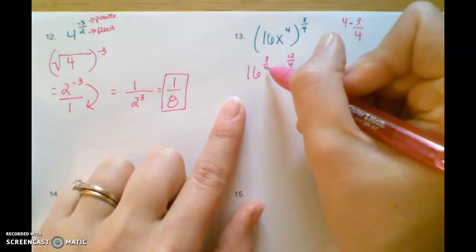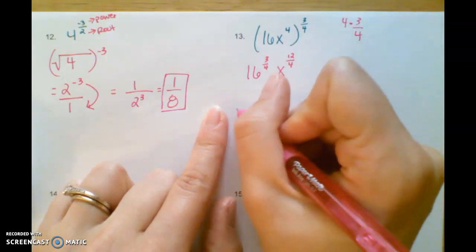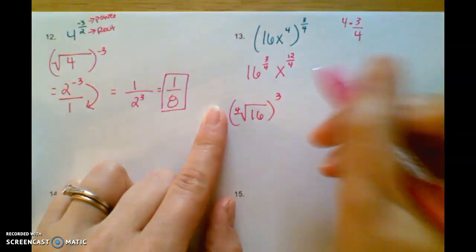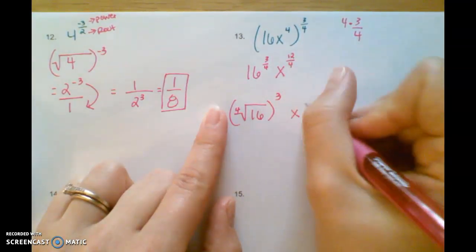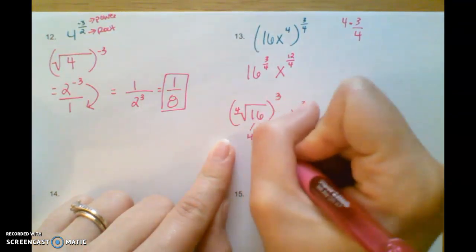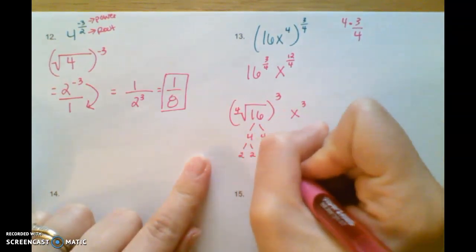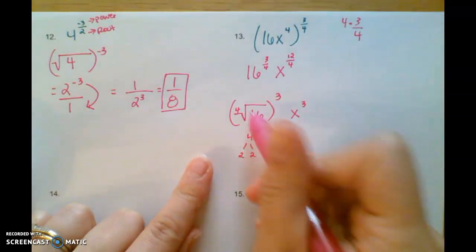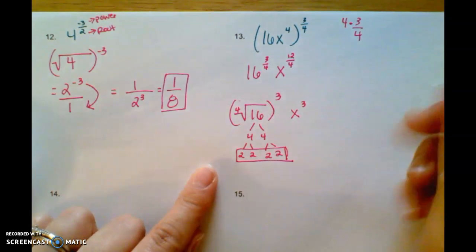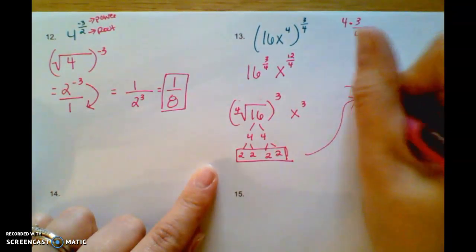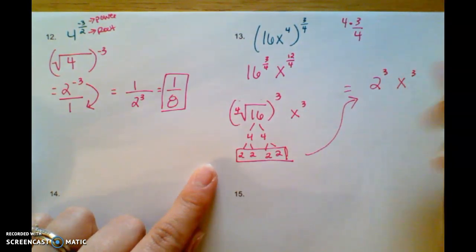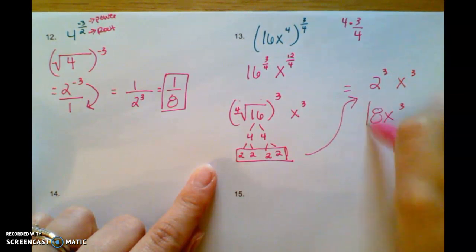Well, 16 to the 3/4, 3 is the power, 4 is the root, so that's going to be the 4th root of 16 cubed. And then x to the 12 divided by 4 is 3. Well, the 4th root of 16, let's see if we can break that up. 16 is 4 and 4, 4 is 2 and 2, 4 is 2 and 2. So the 4th root, we look for a group of 4, so we can actually bring a 2 out of the root. Equals 2, and then don't forget about that cubed, and we have x cubed. And then, of course, 2 cubed is 8, so 8x cubed.